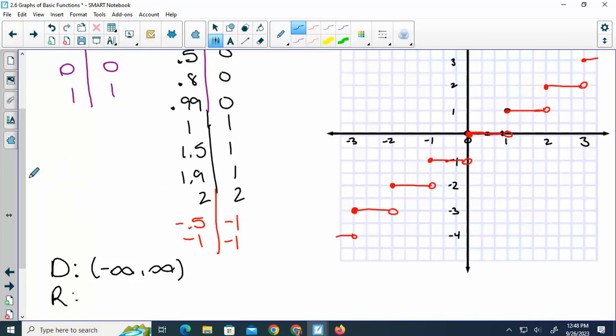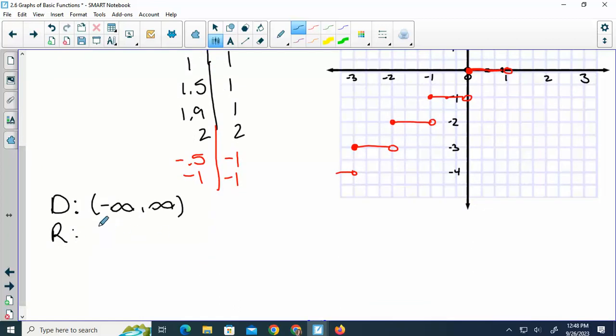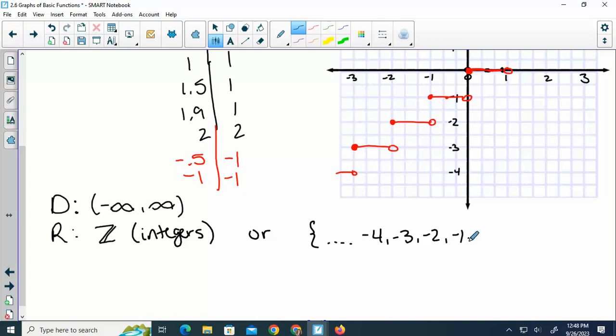The integers. So you could write that a couple ways. Do you guys know the symbol for integers? It's a double barred Z. That means integers. Another way you could list it is to say, okay, we hit -4, -3, and so on. So list them out with the dot, dot, dot on each end to show that the pattern continues. So you could do either of those to show me your range.